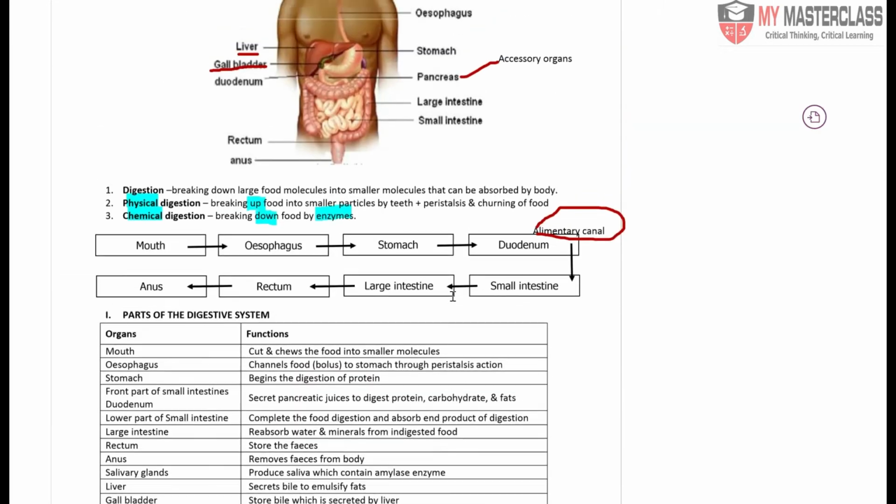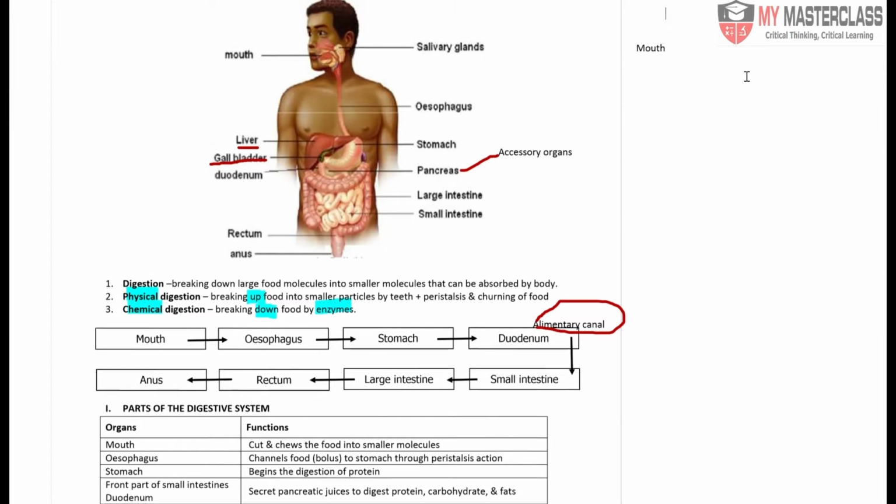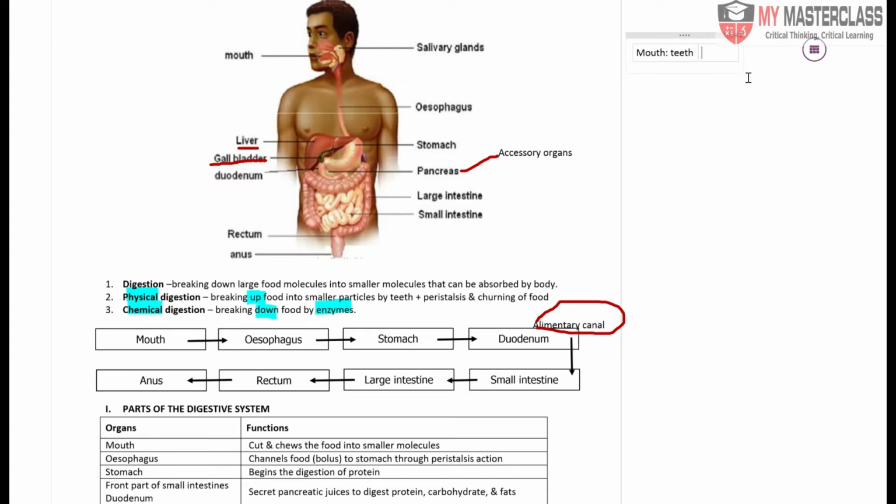Okay, so first we have got the mouth. So the purpose of the mouth for physical digestion is to break up the food into smaller substances, into smaller molecules. At the same time, the mouth also has the teeth, which will help to cut and chew. It also has the tongue. What the tongue does is that it will roll the food into a bolus. Bolus is sort of like a ball, so that it makes things easier to chew.